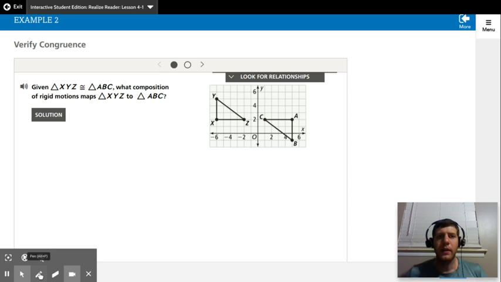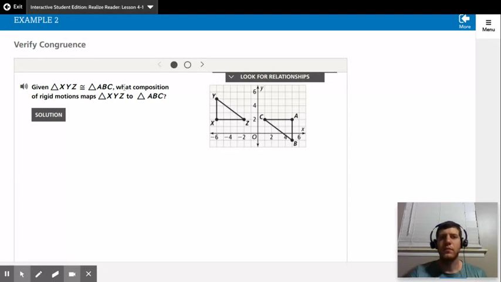Okay, to verify the congruence of two different figures here, triangle XYZ and triangle ABC, we want to show that they are related by a rigid transformation. We want to show that they're congruent. So it's asking us, in order to verify that, to determine what composition of rigid motions will map triangle XYZ to triangle ABC. Again, our rigid motions are reflections, rotations, and translations. Okay. So there's numerous ways to do this.